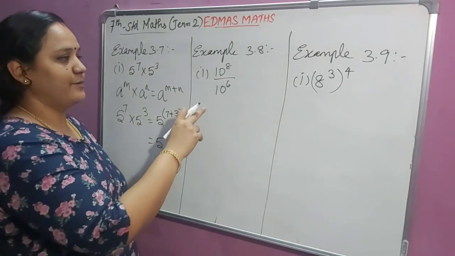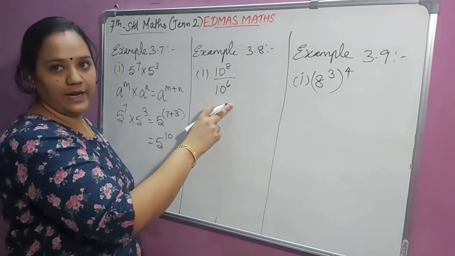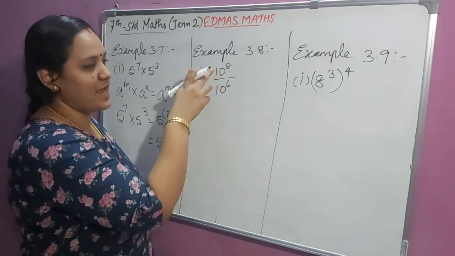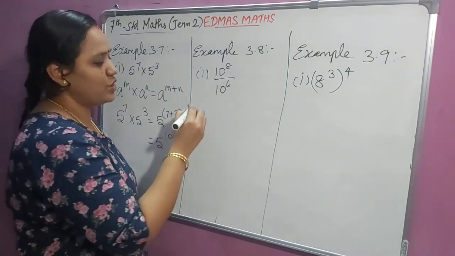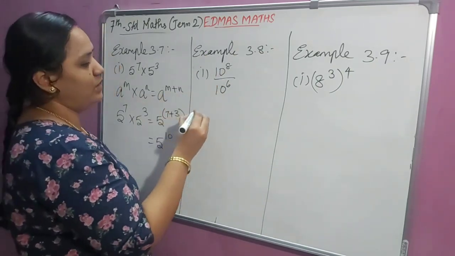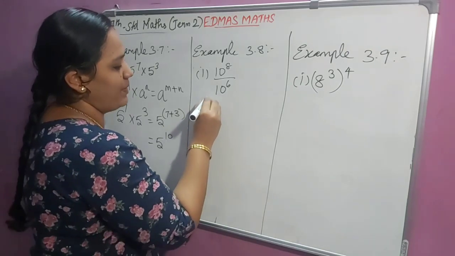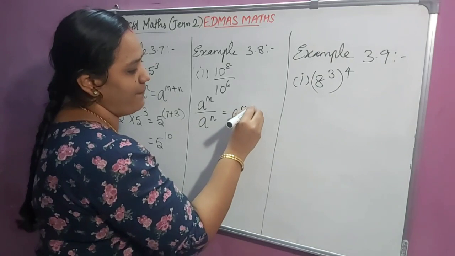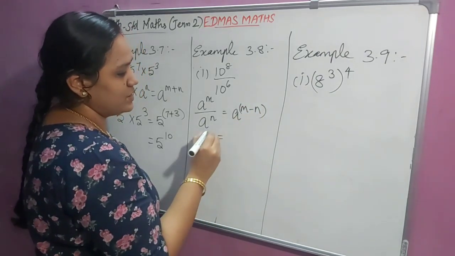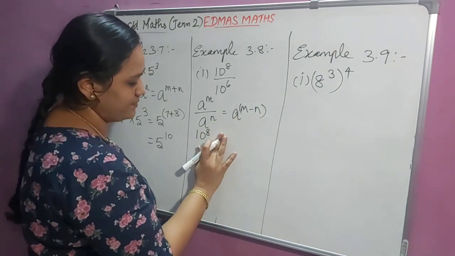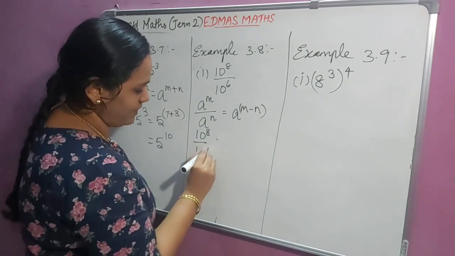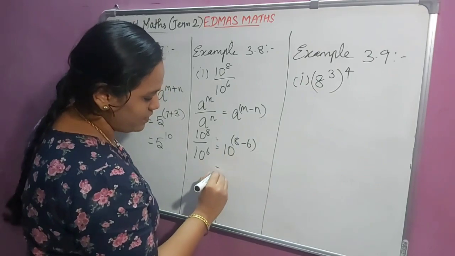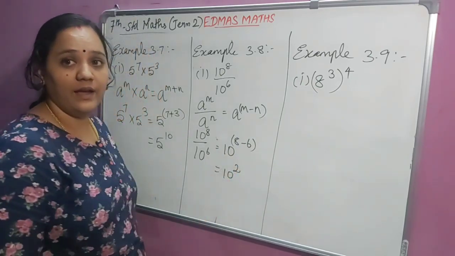Okay. So, next we have two exponents with a division symbol, and these two exponents have same base and different powers. So, using the quotient rule, we can say that a power m divided by a power n is equal to a power m minus n. Okay. So, here 10 power 8 divided by 10 power 6 is equal to 10 power 8 minus 6. So, 10 power 2 is your answer.